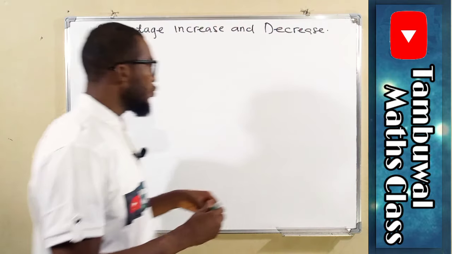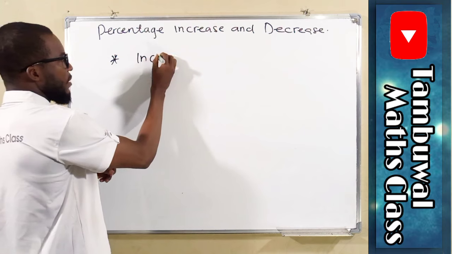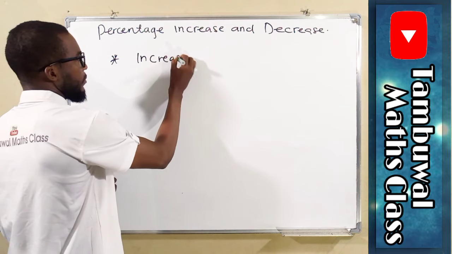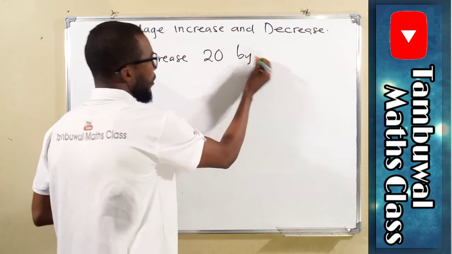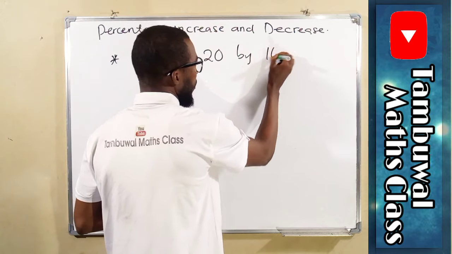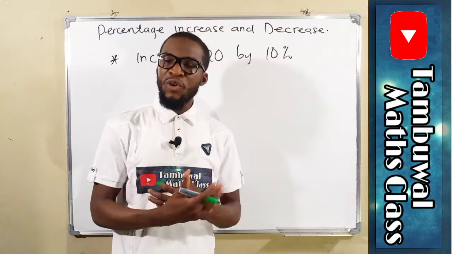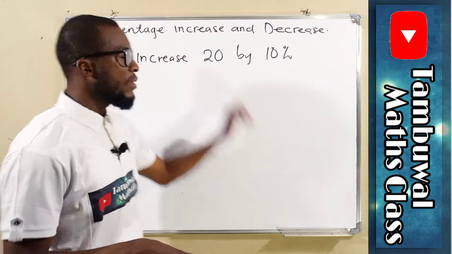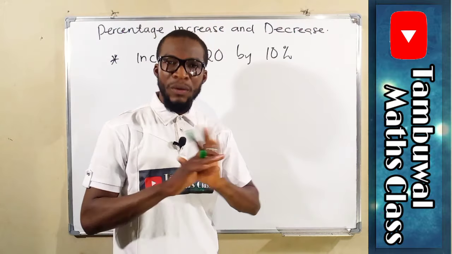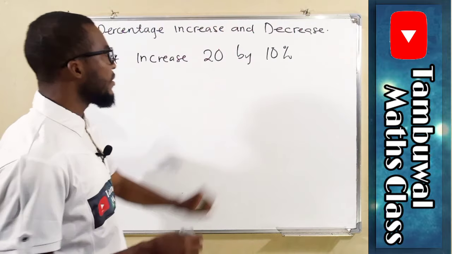So first we want to increase a number, 20, by 10%. Originally every number is 100%. So we say this 20 is 100% complete. So what is 10% of 20?